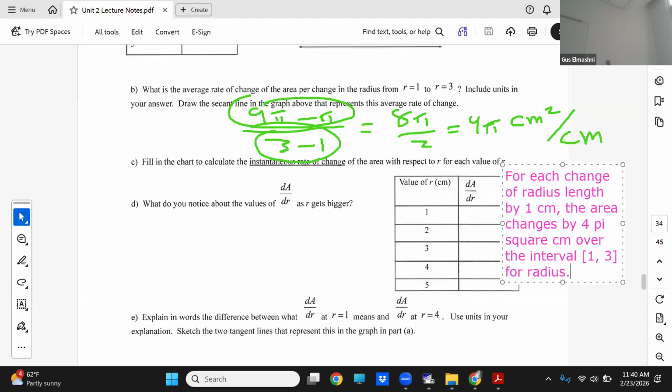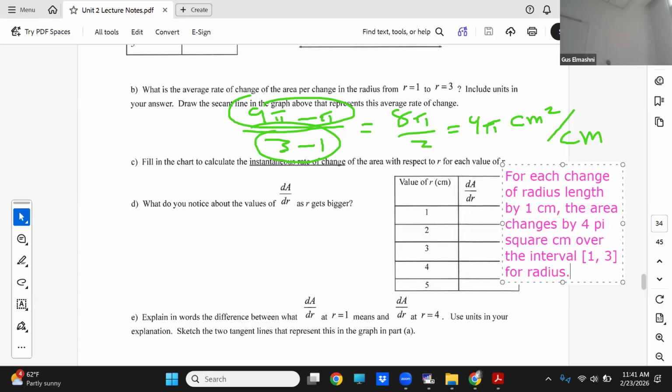I know it sounds weird to say centimeters squared per centimeter because that just reduces centimeters. But ultimately, we're going to be comparing this to time, right? Time's going to be on the bottom and distance is going to be up top. And of course, you can say miles per hour or centimeters per second or whatever. But for now, we have to interpret it this way. For each change in radius length by 1 centimeter, the area changed by 4 pi square centimeters over the interval from 1 to 3. So that's how you interpret it.